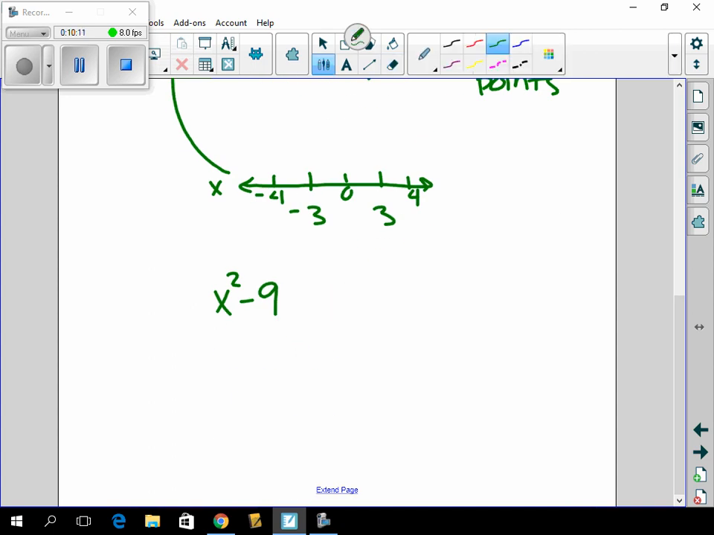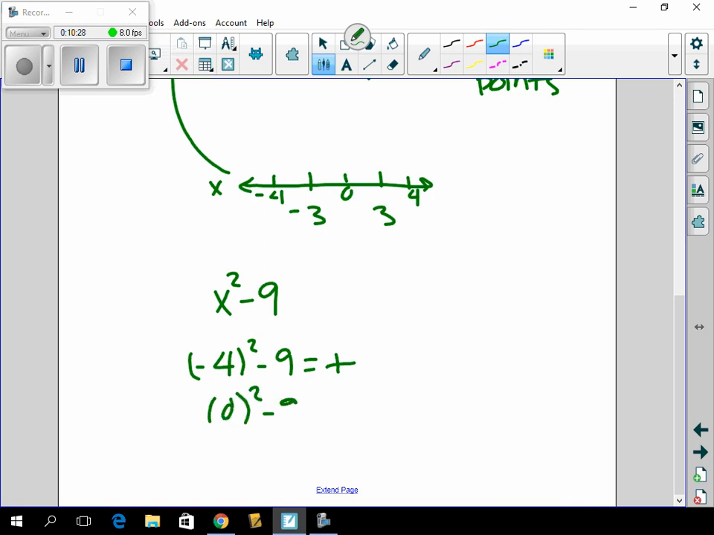So I'm going to plug in -4, 0, and 4. So x squared minus 9, when I plug in -4, that's 16 minus 9. I don't even really care what it is. I just need to know that it's a positive number.